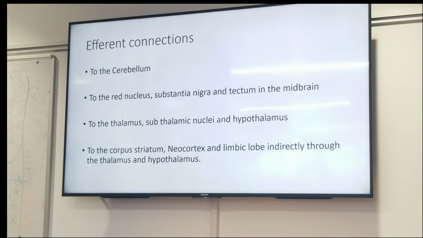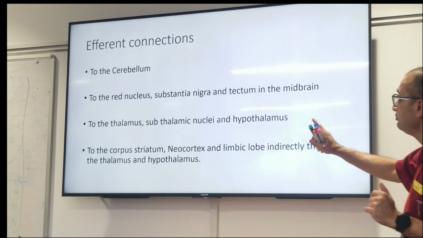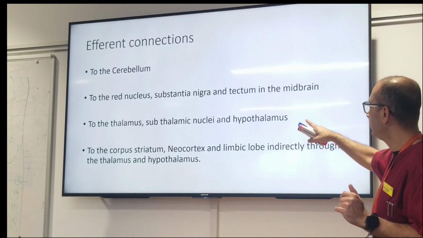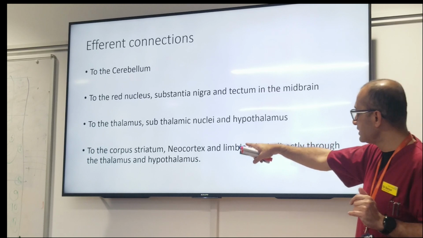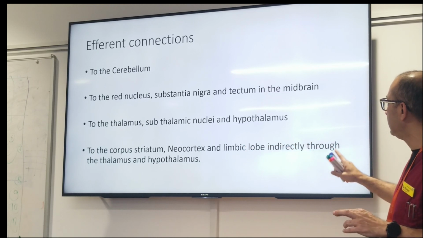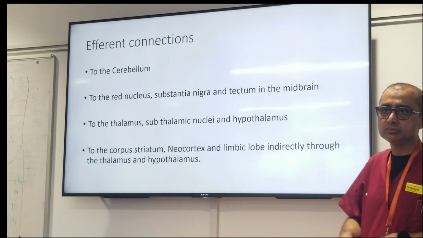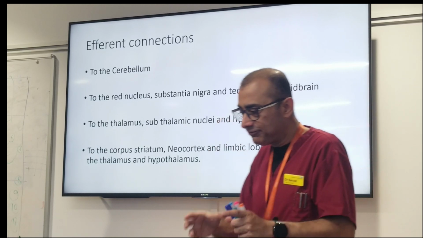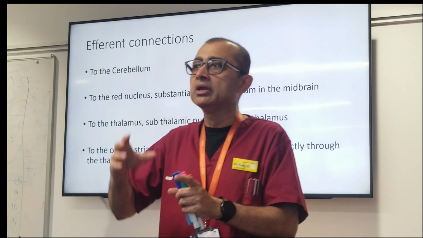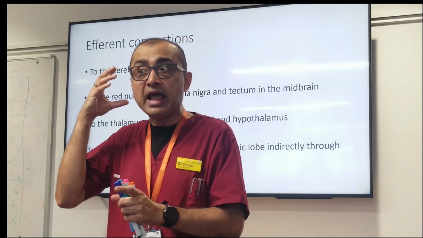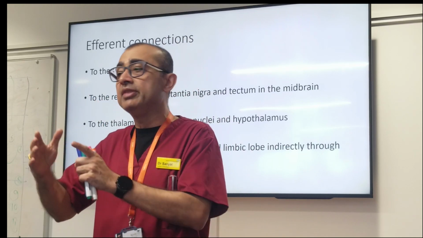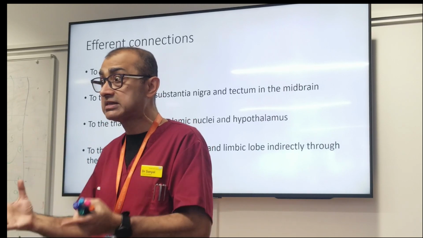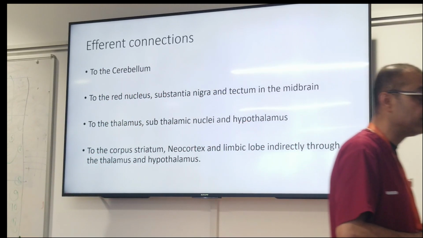So for efferent connections, where are they descending? To the cerebellum, to the red nucleus, substantia nigra, tectum, to the thalamus, subthalamus, hypothalamus, to the basal ganglia, neocortex, and limbic lobe, indirectly through the thalamus and hypothalamus. So it's again the same pathway. But one is the raphe, which is for pain modulation, the sleep-wake cycle, and affects your mood. And then the medial part is with motor, the lateral part is sensory. All the visceral sensory information, that's what their main function is.